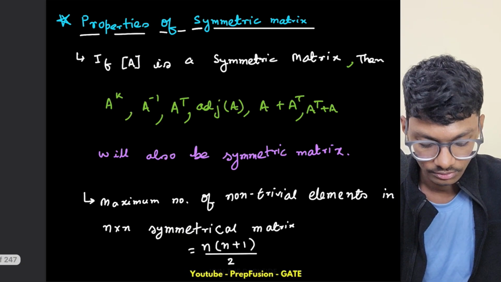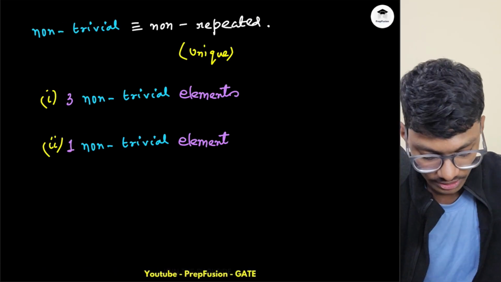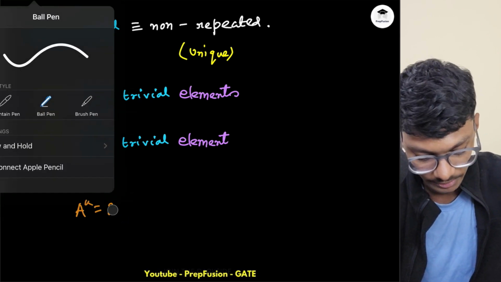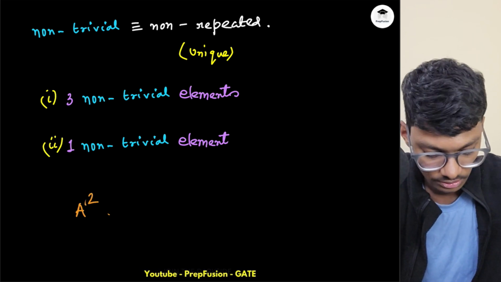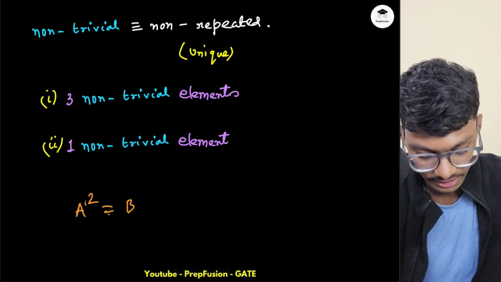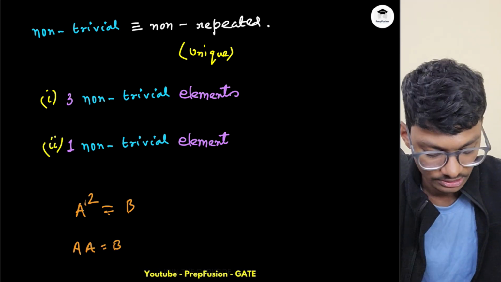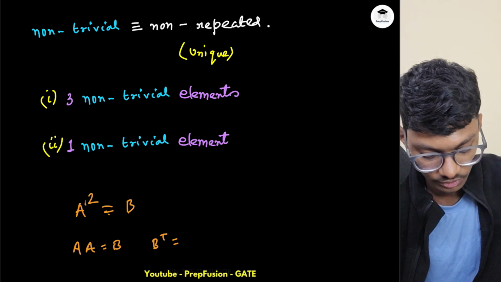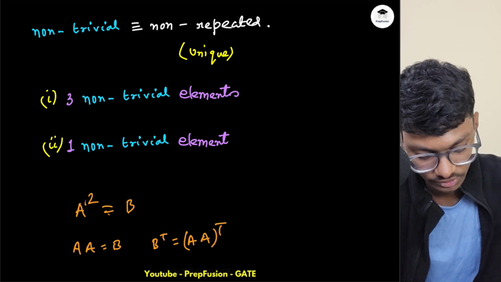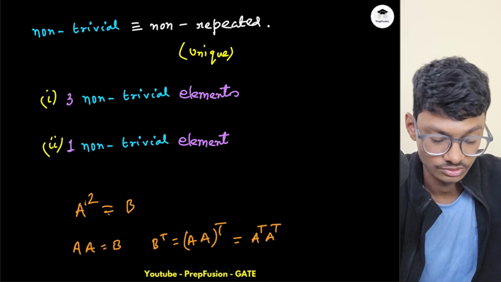I'll just give you a brief. A raised to power k, I'm just doing this roughly. Let me do it for A square. A square is some matrix B. So I can write A square as A times A equals B. Now I will take the transpose of this whole thing. A gets swapped, and you're not able to see because they are the same matrices, and individually I will take the transpose. Now what is A transpose?